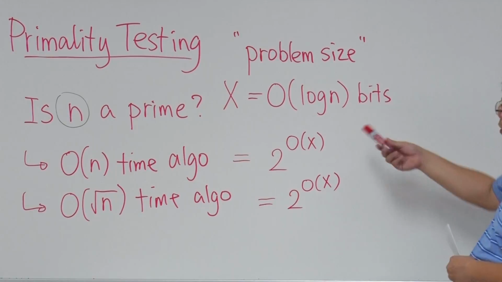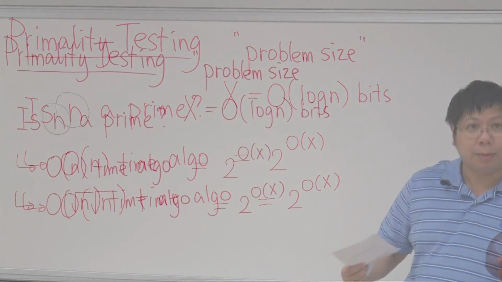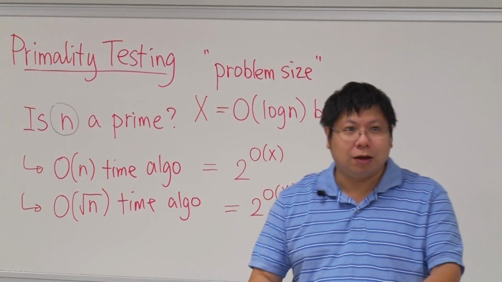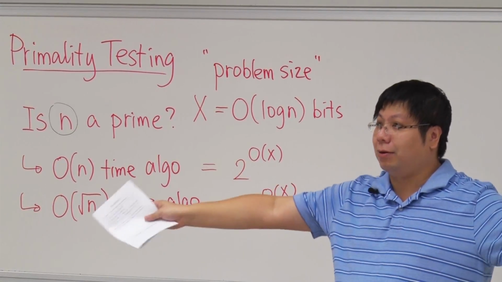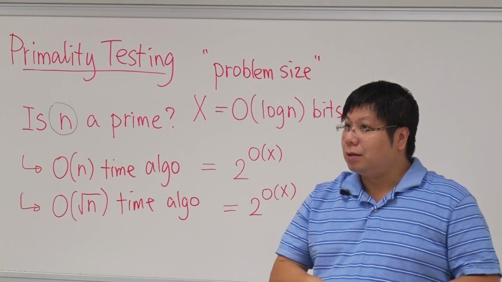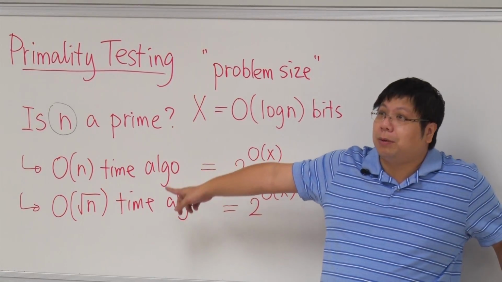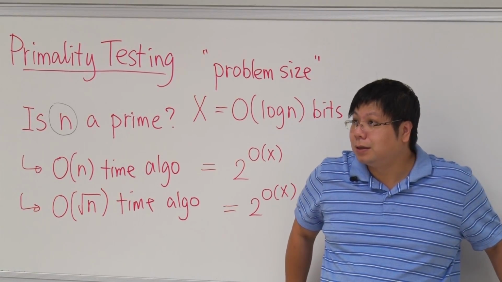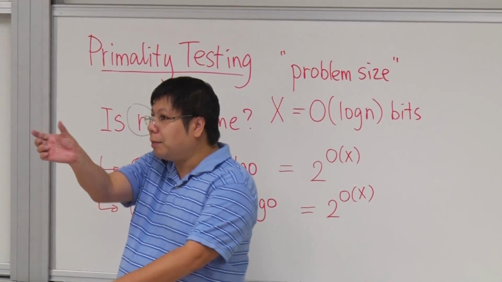So the question here is, is there an efficient algorithm to test whether a number is prime or not? If you want an efficient algorithm, the running time should be polynomial in log n. Imagine we are not factoring, but testing a number that is 1024 bits long. If you use the order n or order square root n time algorithm, then the running time will be 2 to the power 1024 or 2 to the power 512. That's a lot, okay? What we want to find out is, do we have polynomial time in the number of bits?